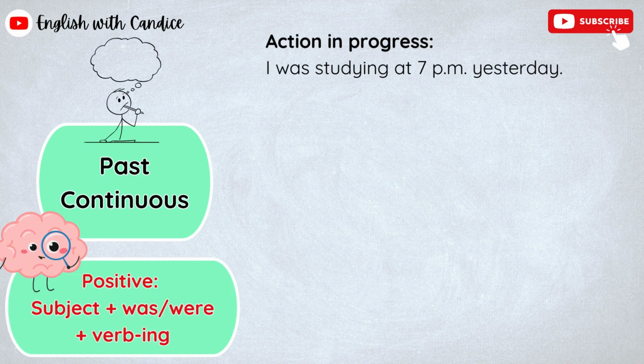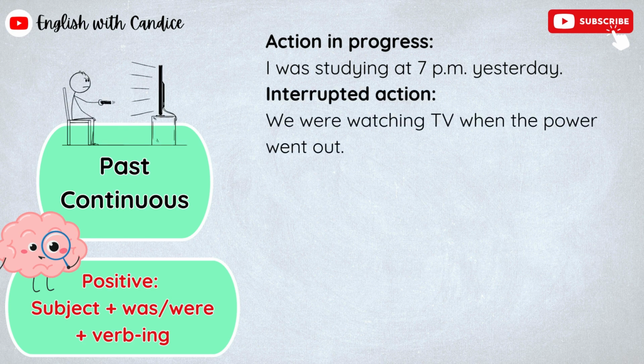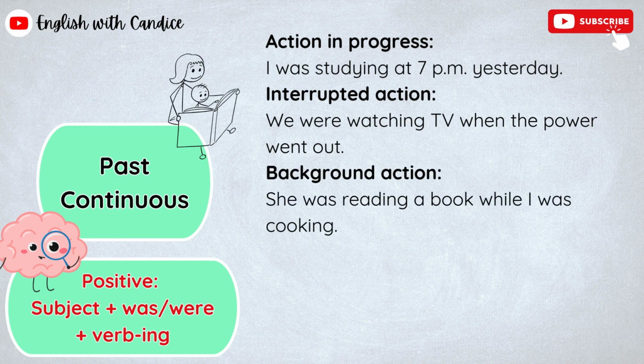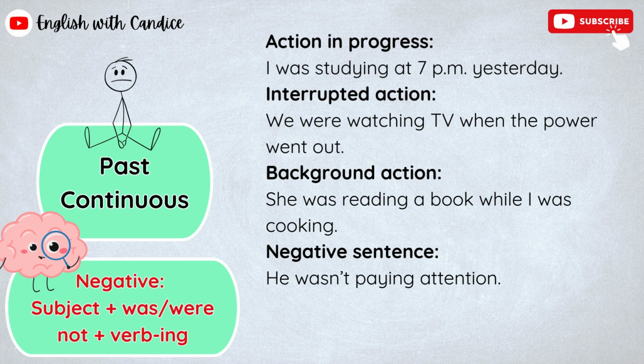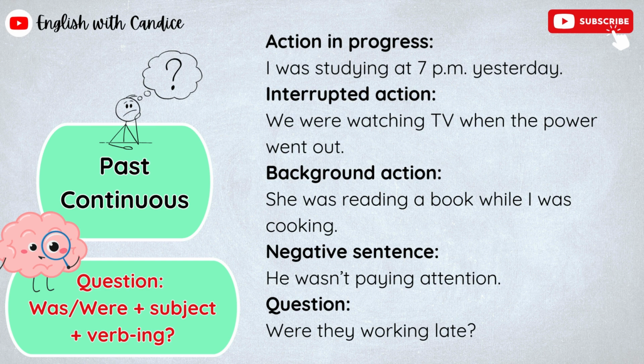Here are some examples. I was studying at 7 p.m. yesterday. This is an action in progress at a specific time. We were watching TV when the power went out. This is an interrupted action. She was reading a book while I was cooking. Here we are setting the scene. And for negative sentences, he wasn't paying attention. Lastly, let's have a look at a question. We can say, were they working late? So we use this tense to describe actions that were happening at a certain moment in the past.